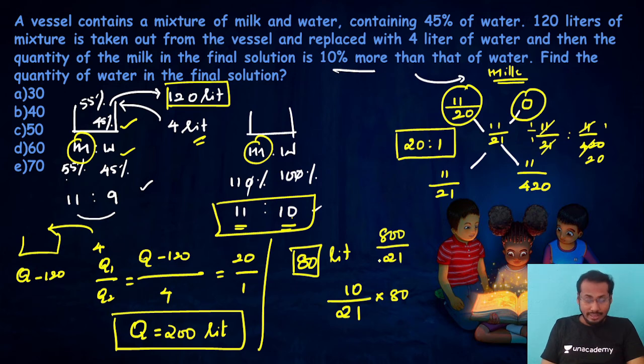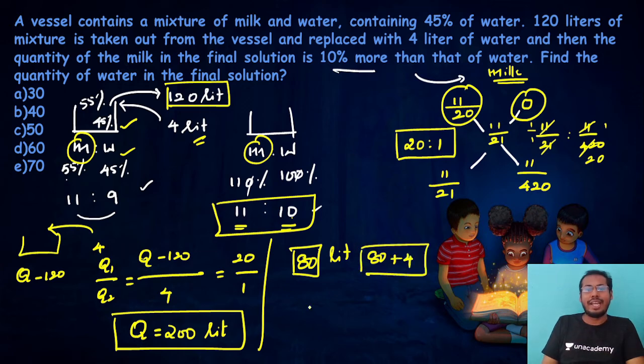What is the answer? Sorry, I made a mistake. 4 liters I'm going to add. Sorry, a small mistake. Up to this is right. See, 80 liters are there. From the vessel, 120 liters were taken out and we got 80 liters, plus 4 liters of water was added to this. So 84 liters.